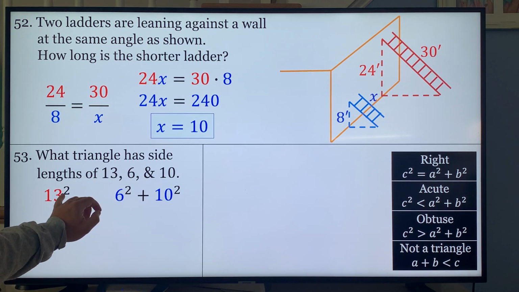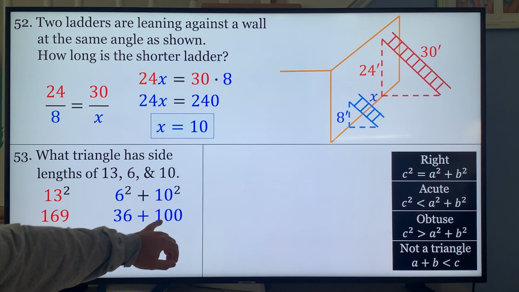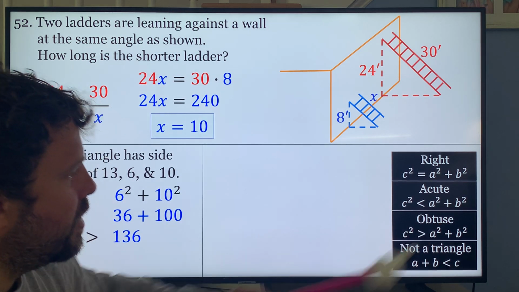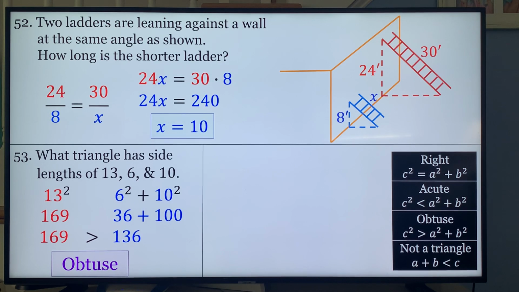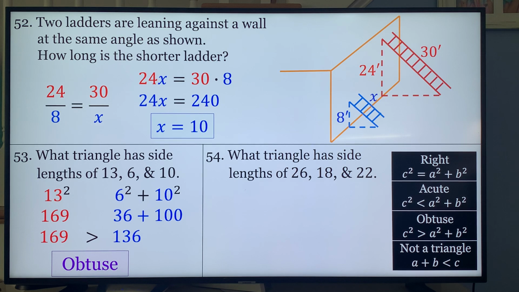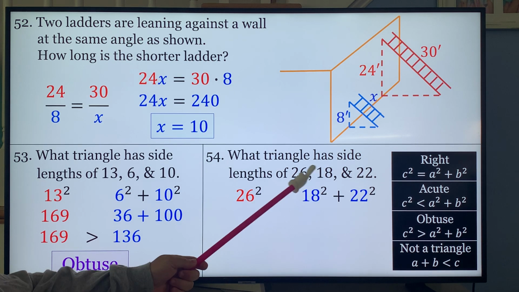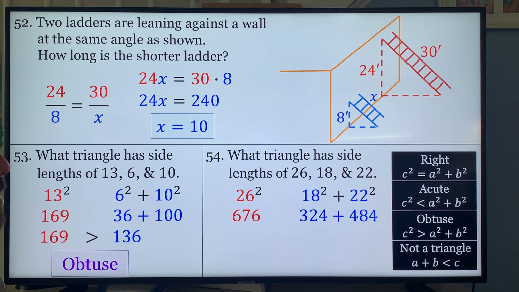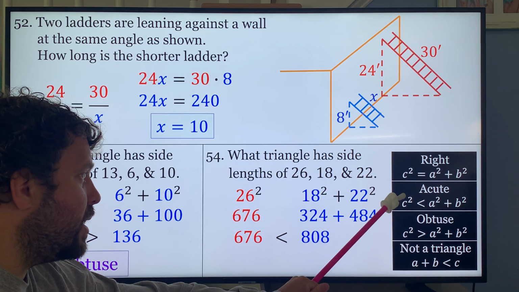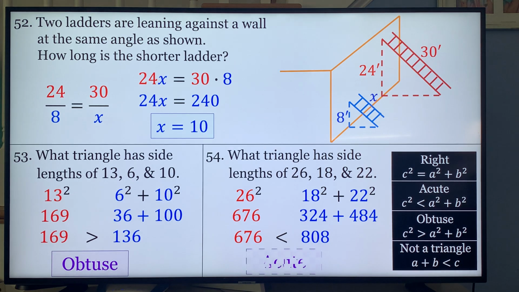Take 13 squared. 169, 36, and 100. 169 is greater than, since your c, your longest side, squared is greater than the other two sides squared. It is an obtuse triangle. Got it? Take the two smaller sides, 18 squared, 22 squared, and then you take your larger side, 26 squared. Plug it in, plug it in, plug it in. 676, your larger side squared, is less than your two other sides squared. That would be acute. Got it?